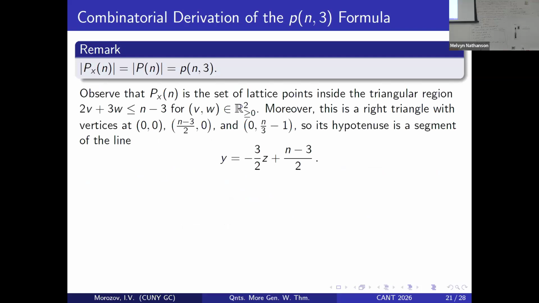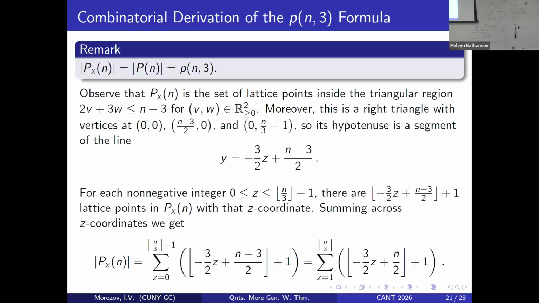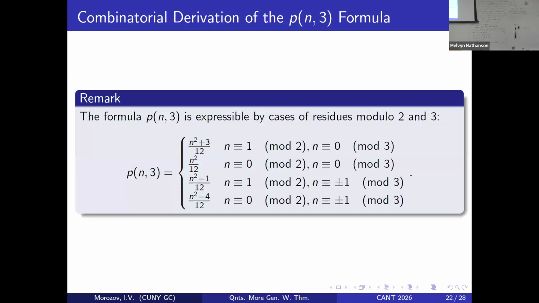And this region is going to look like a right triangle with these vertices, with the hypotenuse being a segment of this line. And this is just to verify that indeed counting the lattice points gives us a known formula for the number of partitions of n into 3 parts. And this is just another way to express it based on congruences of n modulo 2 and modulo 3.